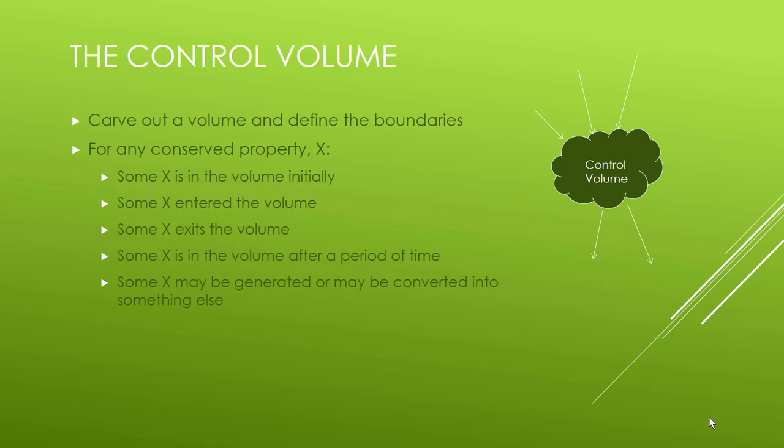We need to start with discussing a control volume. We can do either control volume or a control mass, but the concept is essentially the same. We're going to, for a control volume, carve out a specific volume in space, and we need to define the boundaries. For this volume, this space, for any conserved property X, some of the material, energy, momentum, some X is in the volume initially.